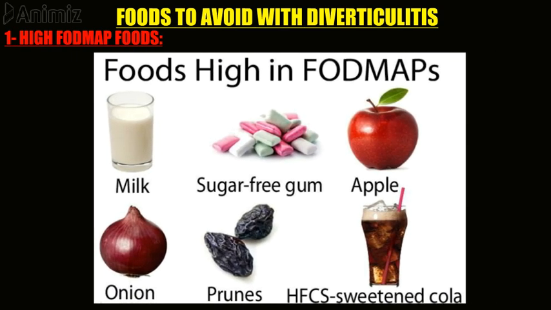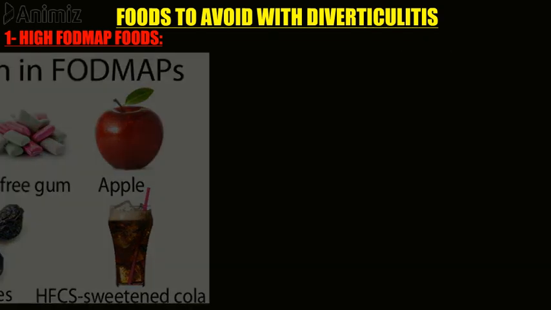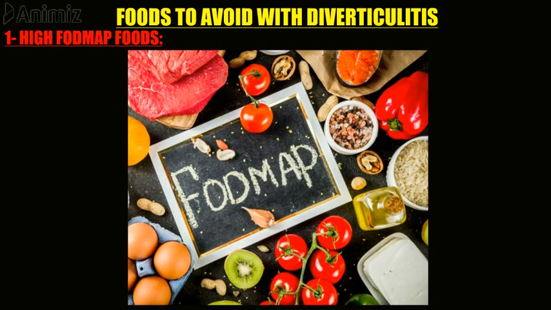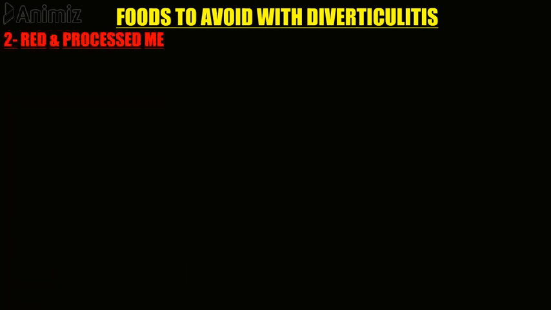Foods high in fermentable carbohydrates, otherwise known as FODMAPs, are often foods to avoid if you have diverticulitis. Foods that can be problematic for those who suffer from diverticulitis include garlic, onions, and legumes, as well as wheat-based products. Foods high in fructose such as apples and pears are also commonly found on lists of food groups to avoid.